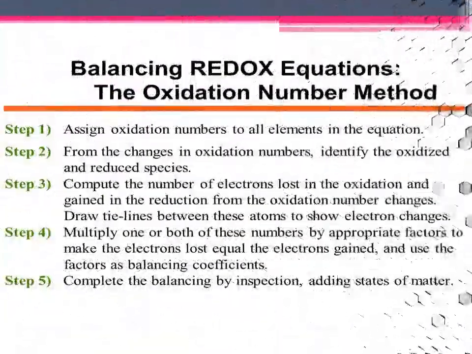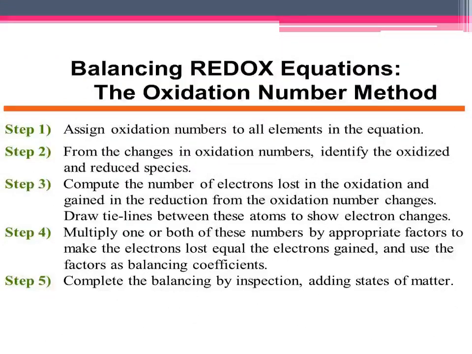First of all, using the oxidation number method, there are 5 steps. First, you have to give oxidation numbers to all the elements in the given equation. I have taught you what oxidation number is and how to assign oxidation numbers to the elements. You have to give them to the main elements, like iron, potassium, manganese, not hydrogen and oxygen. For the main elements, you give the oxidation numbers first.